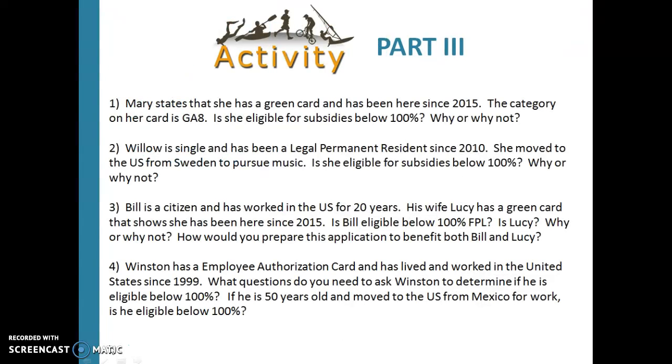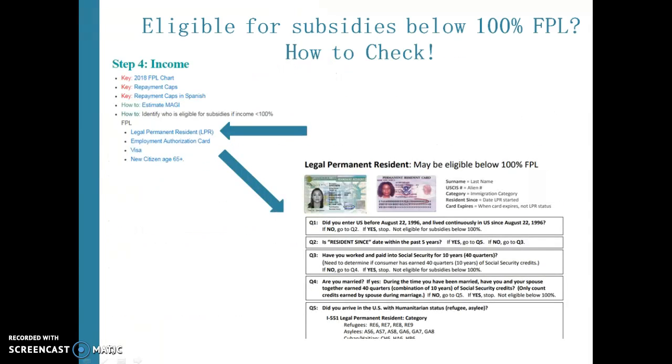Let's give another example. So we have Willow. Willow is single and has been a green card holder since 2010. She moved to the United States from Sweden to pursue music. Is she eligible for subsidies below 100%? Why or why not? So she did not enter the United States before 1996. We know that because she arrived in 2010. So we go to question 2.